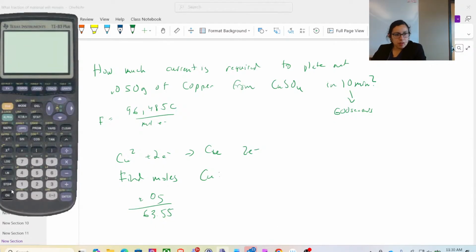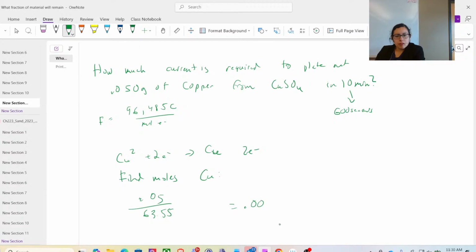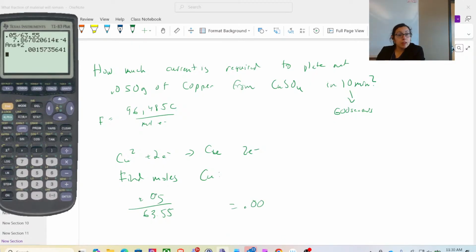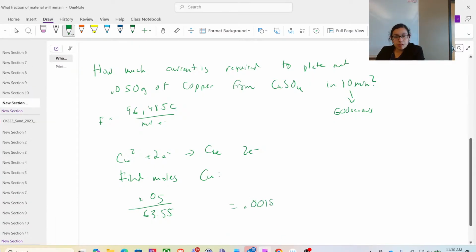And just make sure you check my math on all this. So then you get that many moles, but then we said it was a 2-electron process. So now 0.00157 moles of electrons.